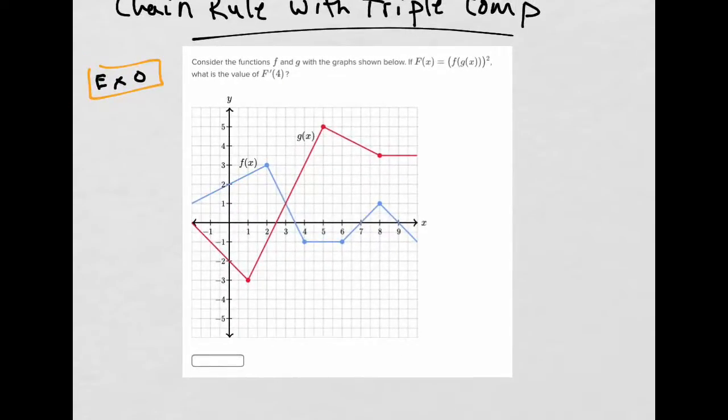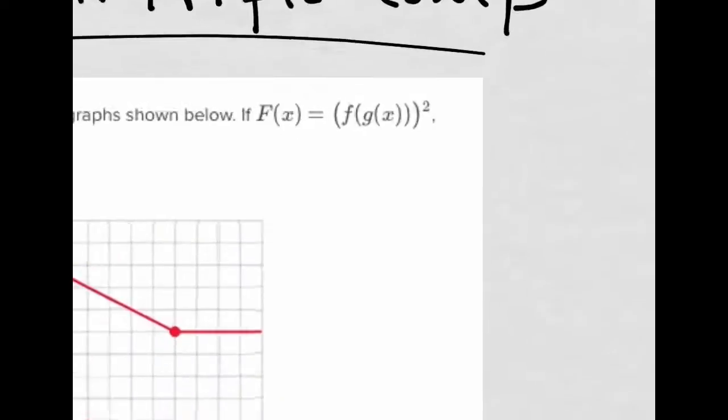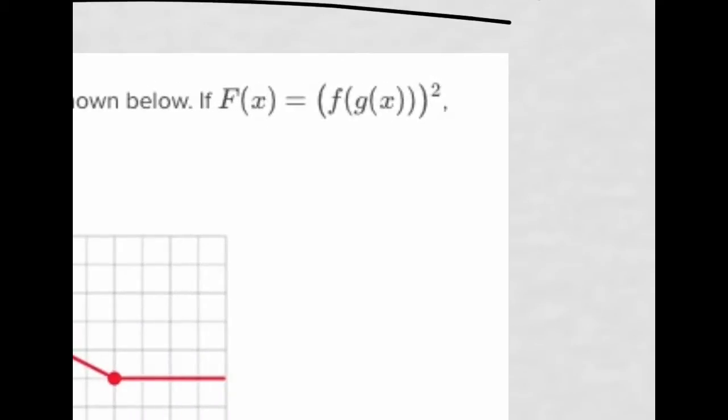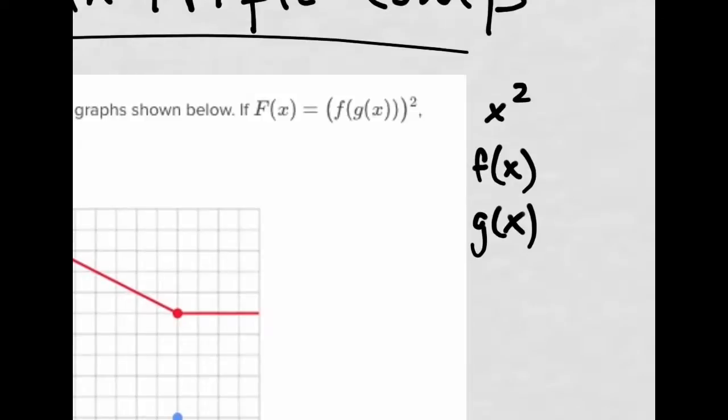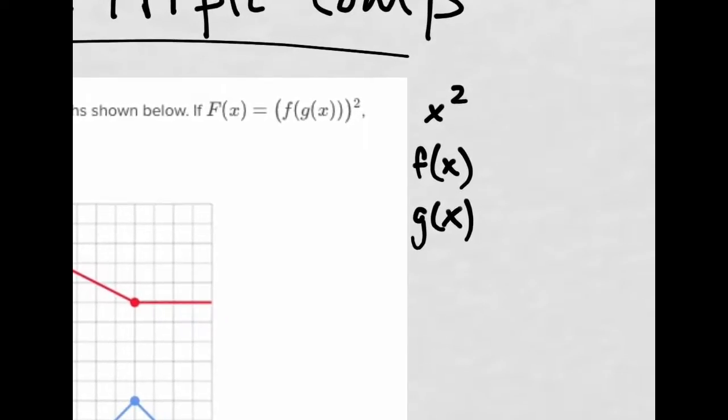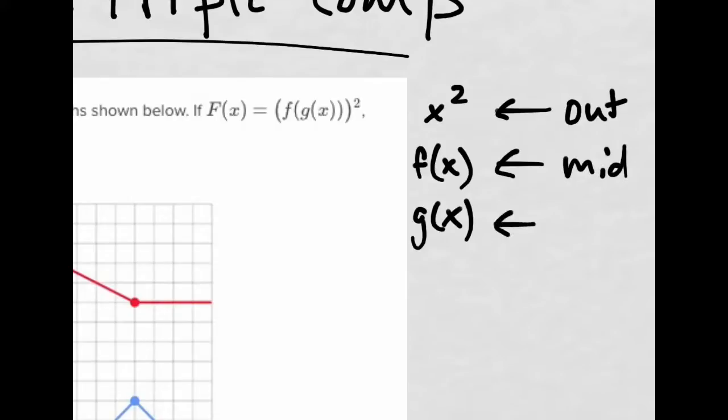So it says consider the functions with the graphs. Here's the function that we're concerned with. Now, I notice, I have a squared. That means I have an x squared function somewhere. I have an f of x function somewhere, right, with the f. And then I have a g of x function somewhere. Now, I want to see which is the most outside. So this is the outside one. And then f, if you notice, g is inside f, so that means this one has to be the middle, and then this one's the inside.